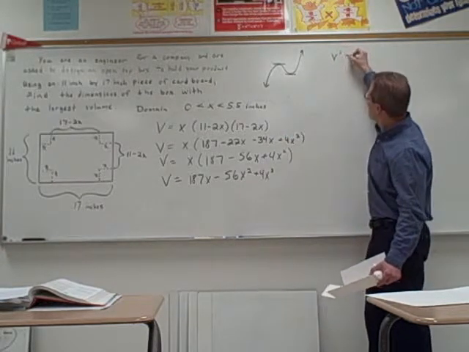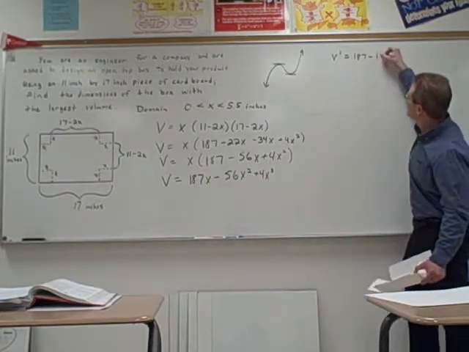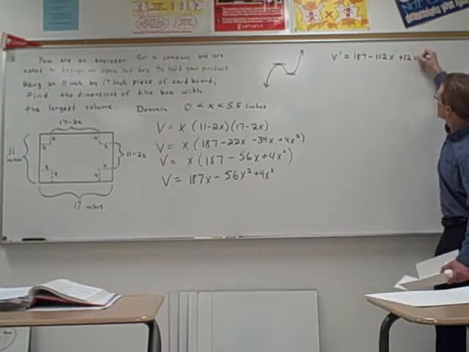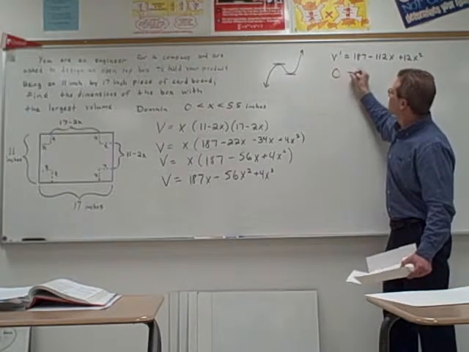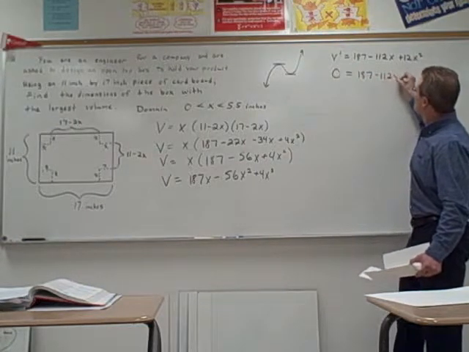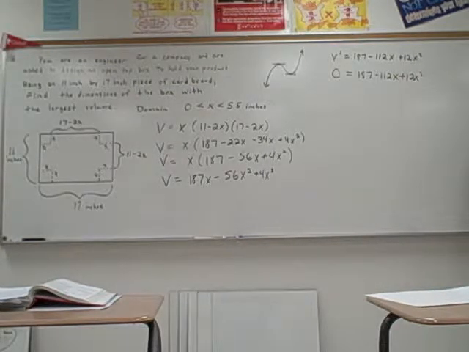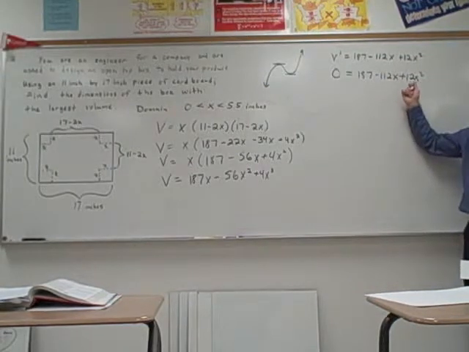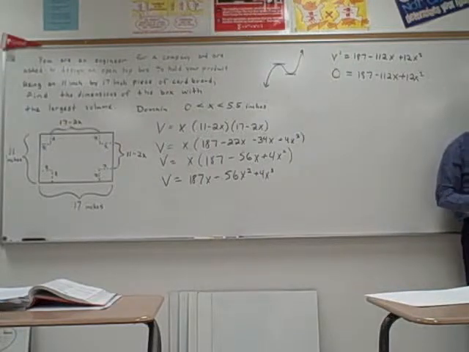So V prime equals 187 minus 2 times 56 is 112x plus 12x squared. Like that. Okay? Now let's figure out where that's equal to 0. To figure that out, what are some ways I could do that? Factor. Okay, factor. I don't know if that's factorable or not. It'd be nice if I could divide everything by 12, but I think factoring might be a little bit difficult. That would be something you could try.